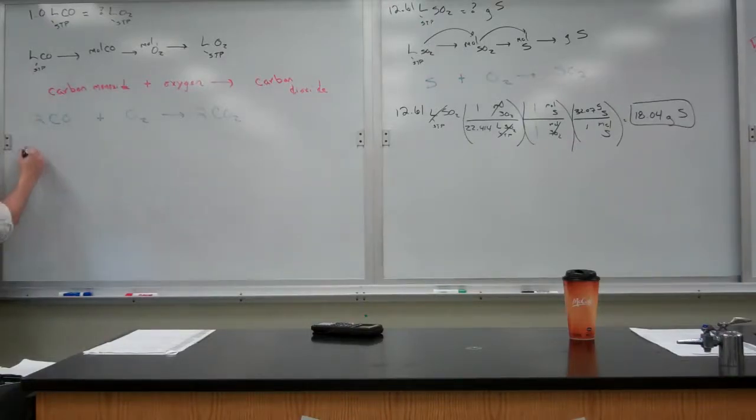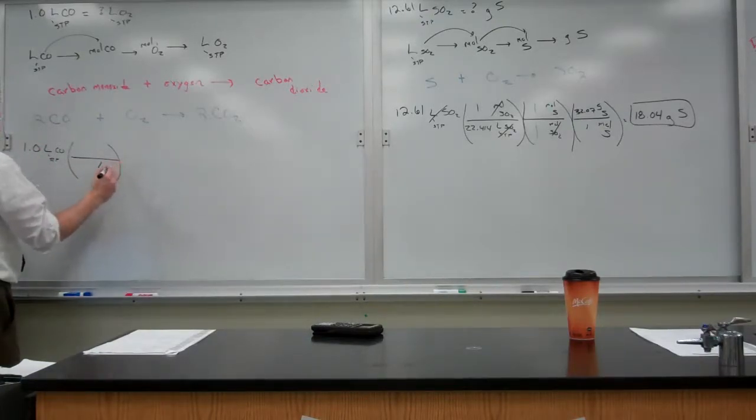So I start with my 1.0 liters CO at STP. First thing I do is change that into moles. Because we're at STP, that's a one-step bracket problem. Liters CO on the bottom, moles CO on the top, 1 to 22.414.